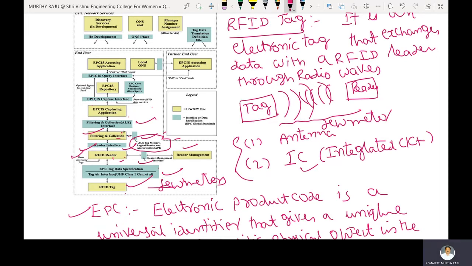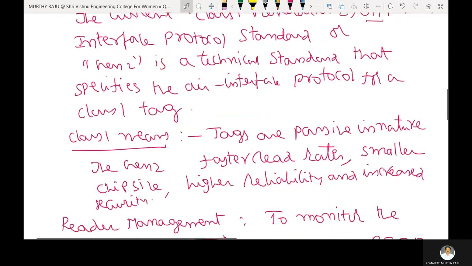Coming to filtering and collection, that means the ALE interface. The filtering and collection ALE interface is used to transmit this filtered data to the EPCIS capturing application. The main function of the filtering and collection interface is that the filtered and collected information is sent to the EPCIS capturing application.